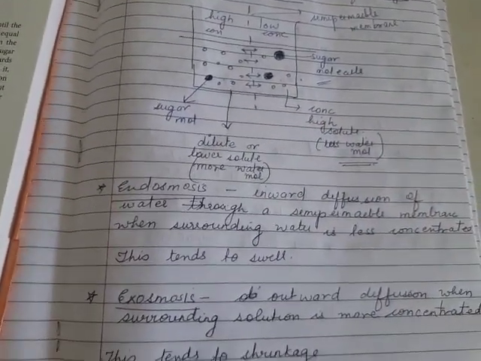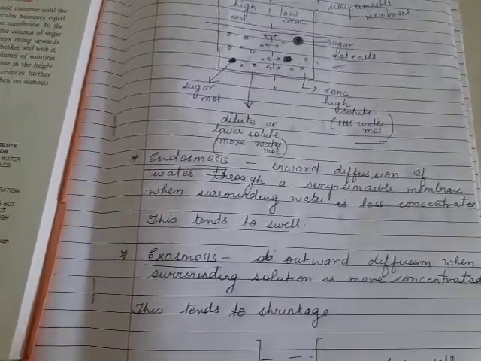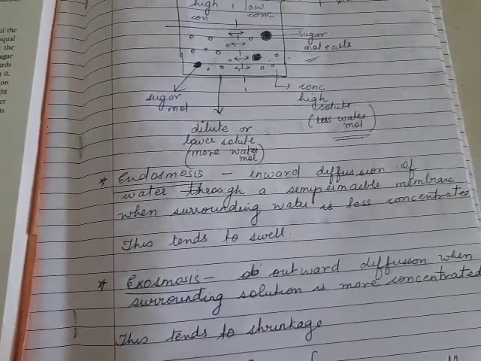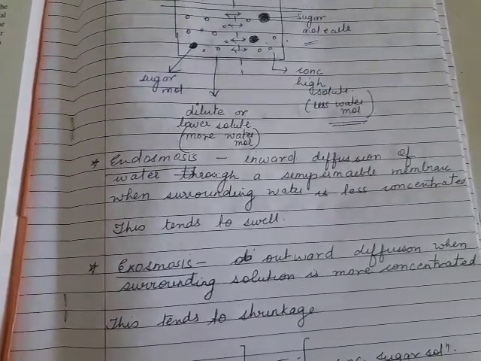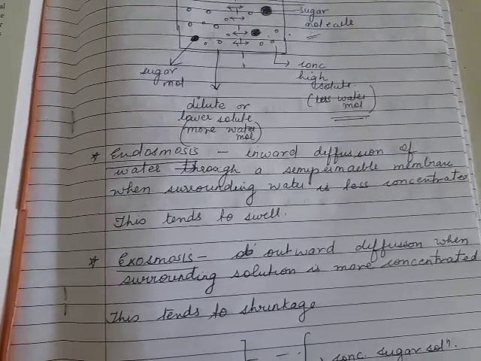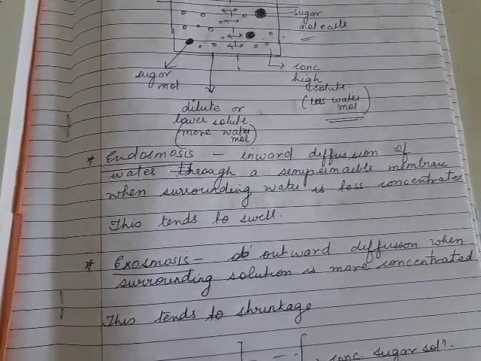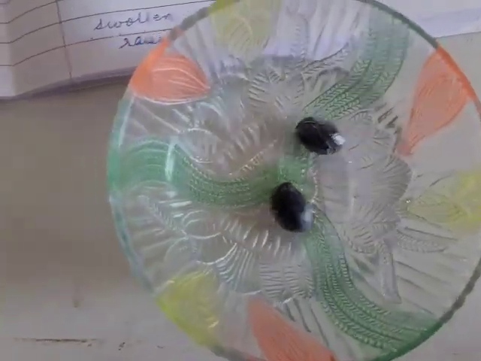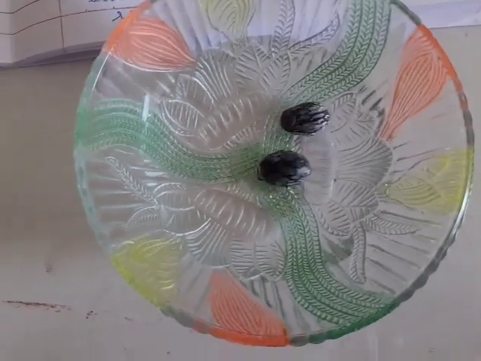Now there are two types of osmosis. One is endoosmosis and one is exoosmosis, depending on the extent of the concentration of solutions. Here I have written that endoosmosis is the inward diffusion of water through a semi-permeable membrane when the surrounding water is less concentrated. And this tends to swell up the cell. So here I am bringing my raisins back again. If you see, this process is called endoosmosis.